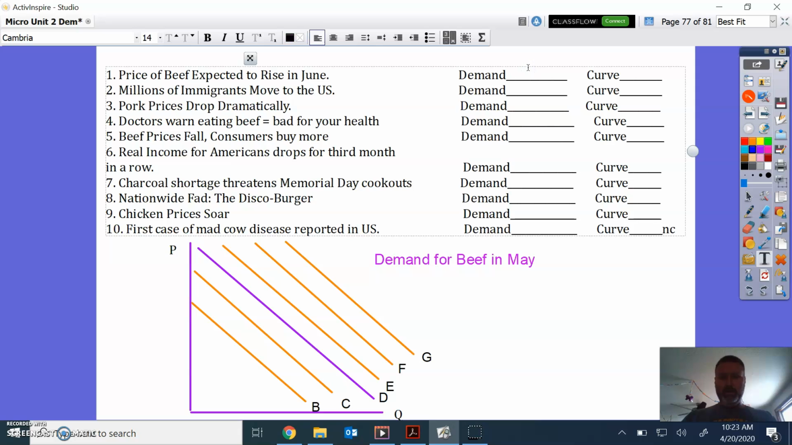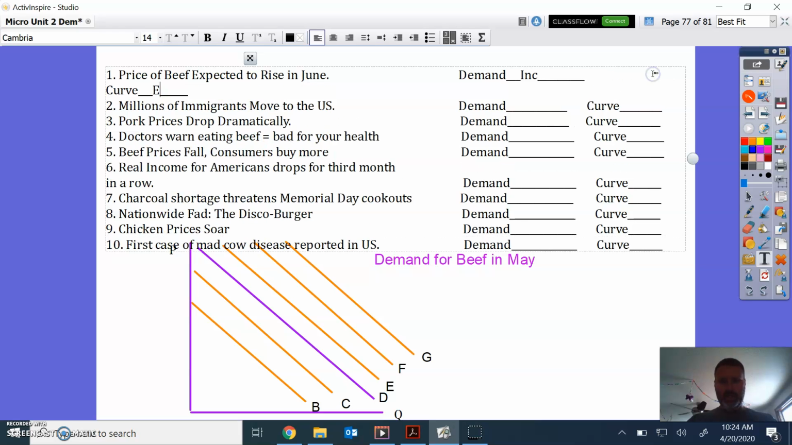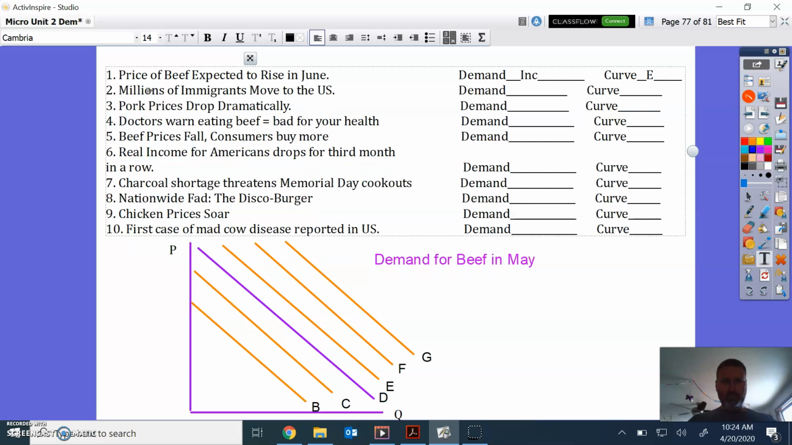Okay? I'm just going to put, oops, that didn't work real well. You know what? I'm going to draw an arrow. No, I'm just going to do that. Okay. Demand's going to increase. And on the curve, we're going to go from D to E. Okay. To that point.